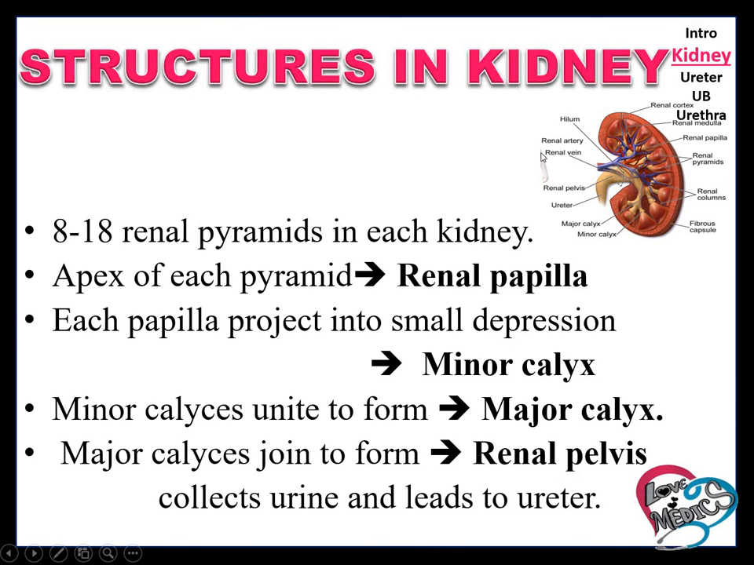Now the structures in the kidney. 8 to 18 renal pyramids are present. These are the renal pyramids, and the apex of the kidney. These are the apex of the kidney, that is the renal papillae, and each papilla projects into a small depression, the minor calyx. These minor calyces join to form the major calyx. These major calyces join to form the renal pelvis, and that renal pelvis collects the urine and transfers it to the ureter.